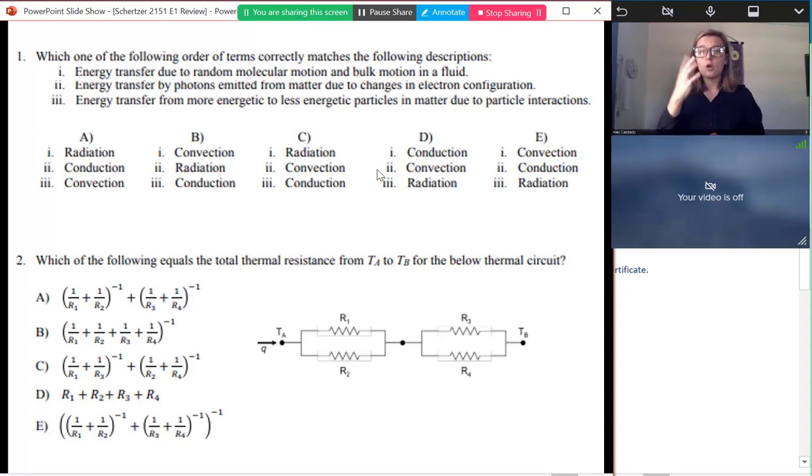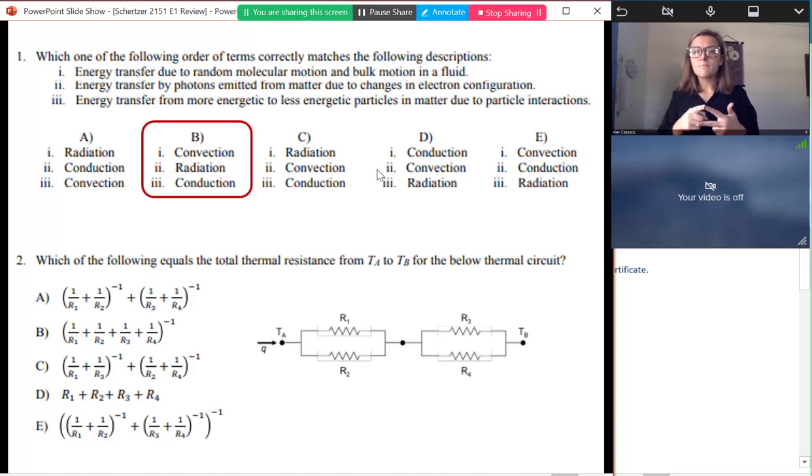Now the second one, energy transfer by photons emitted from matter due to changes in electron configuration. Maybe I don't feel super confident in what this one is, but the next one is energy transfer from more energetic to less energetic particles in matter due to particle interactions. So this is talking about diffusion of heat in a solid, or at least it's in a medium. And I know that radiation doesn't need a medium because the sun can radiate heat to us through space where there's nothing, right? So I know that the third one is not radiation, which means the second one must be radiation, and the third one is conduction. So here my answer is B.